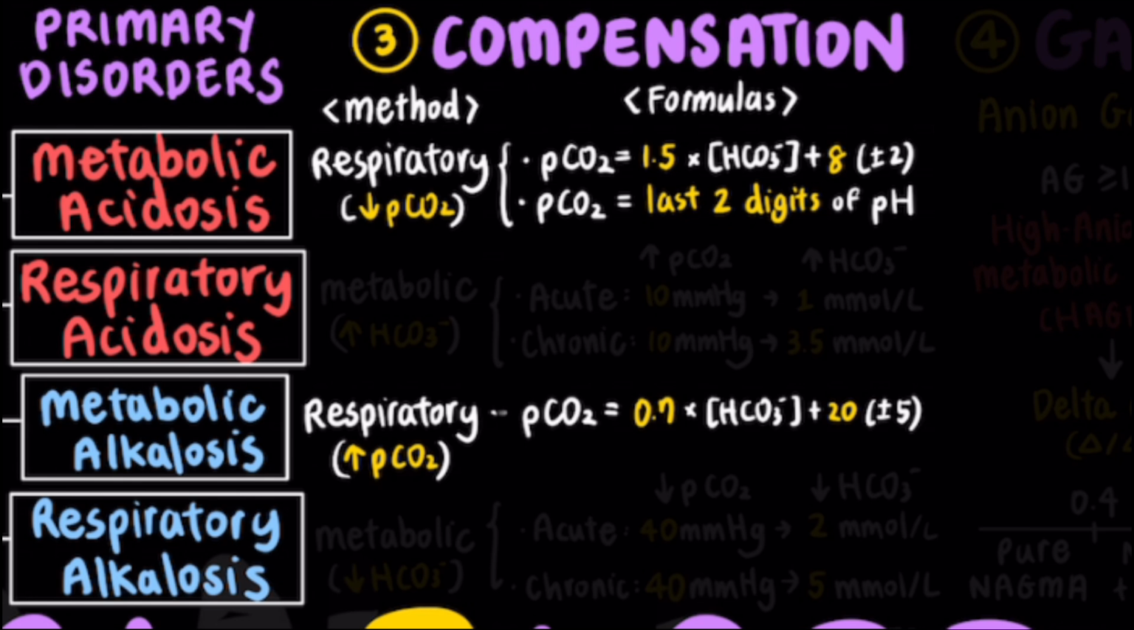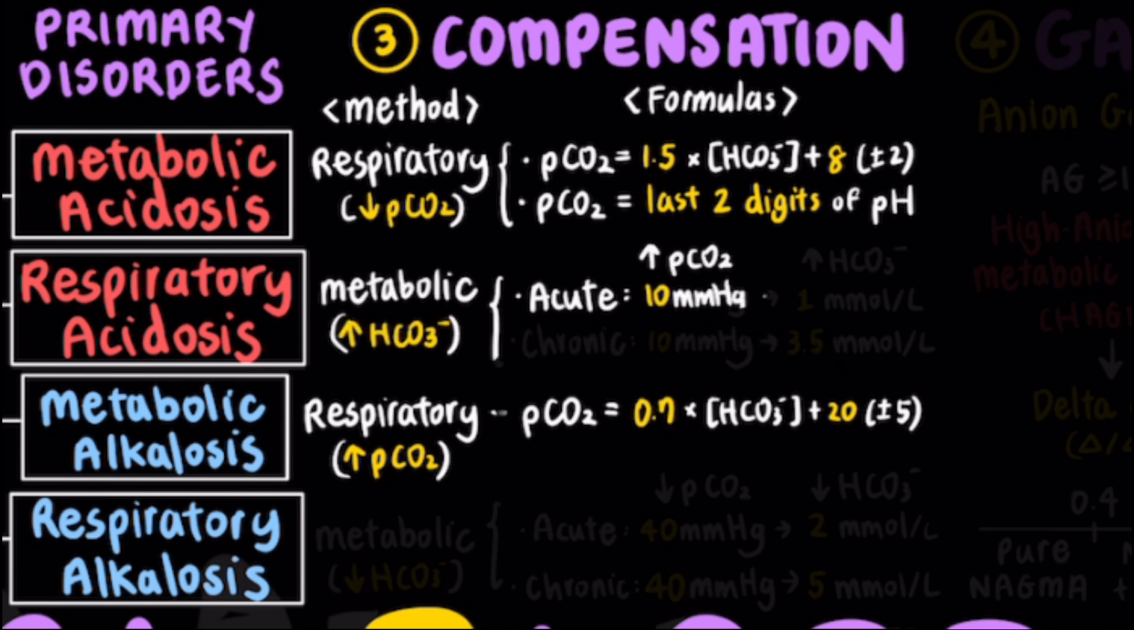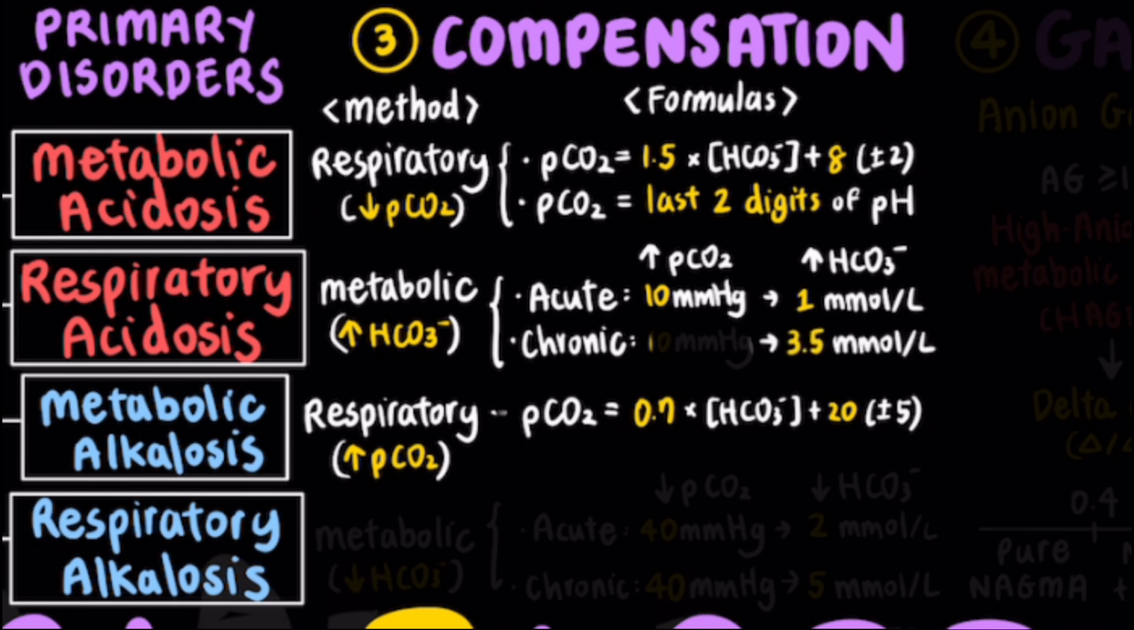For respiratory disorders, we check how the kidneys are compensating by adjusting bicarbonate. In acute respiratory acidosis, bicarbonate increases by about 1 for every 10 millimeters of mercury increase in PCO2. In chronic respiratory acidosis, the kidneys have had more time, so bicarbonate increases by about 3.5 for every 10 millimeters of mercury rise in PCO2.